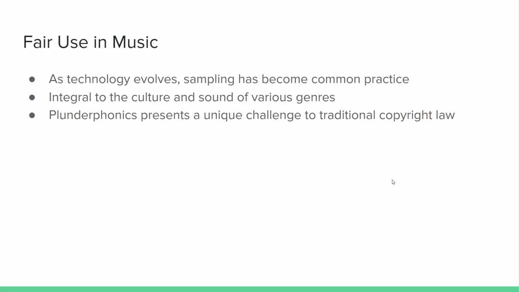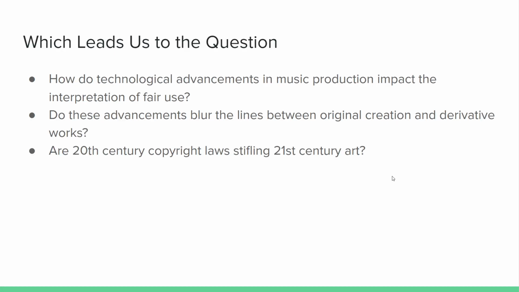So when it comes to music, as technology evolves, sampling has become way easier, and it's almost like common practice. It's integral to the culture and sound of different genres like future funk, vaporwave, hip hop, especially trip hop. That's another one. But Plunderphonics takes it to another level, and it really presents a unique challenge to traditional copyright law. Which leads us to the question of, how do these technological advancements in music production impact the interpretation of fair use? Do these advancements blur the line between original creation and derivative works? Are 20th century copyright laws stifling 21st century art?